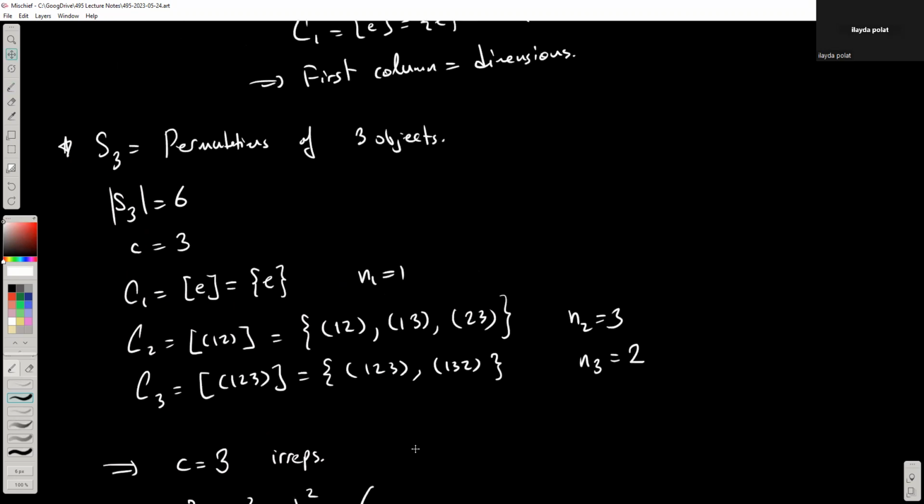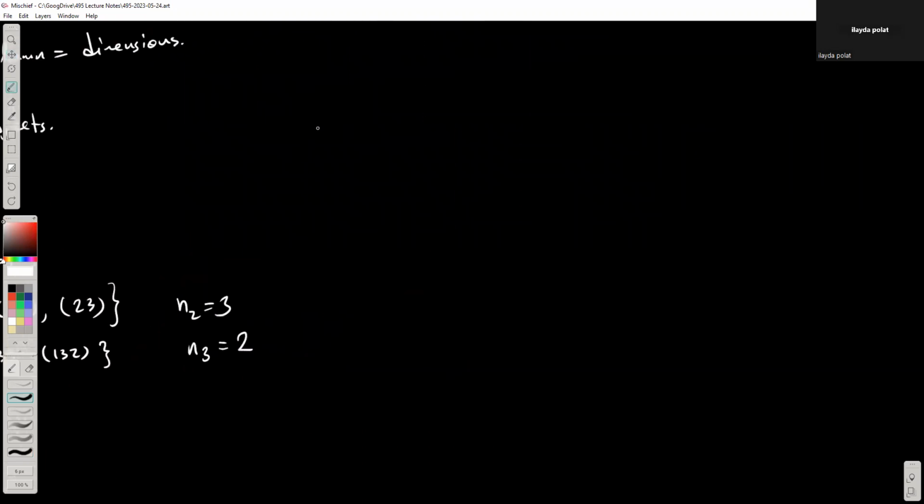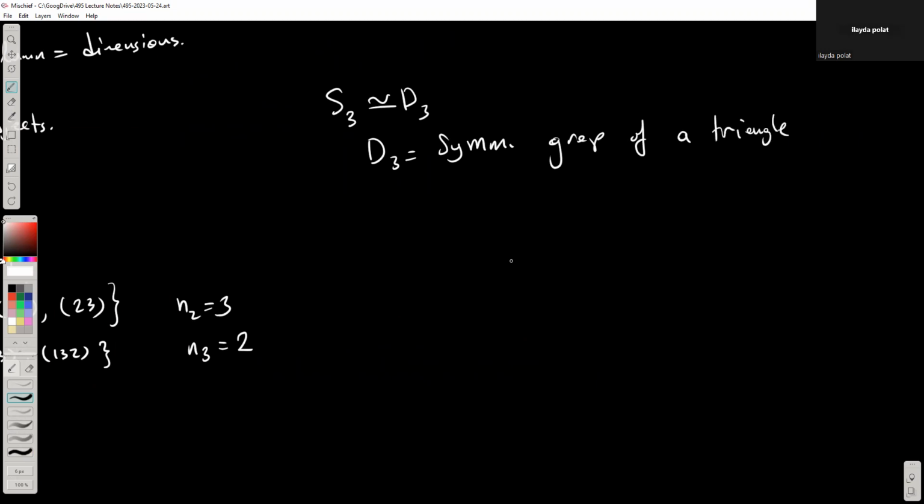But let's say that this group is also isomorphic to what we call the dihedral 3 group, right? So D3 is the symmetry group of a triangle. Okay. In 2 dimensions, right? So this D3 is actually a subgroup of the rotation group in 2 dimensions. It contains rotations as well as reflections. So I'm just going to show it like that.